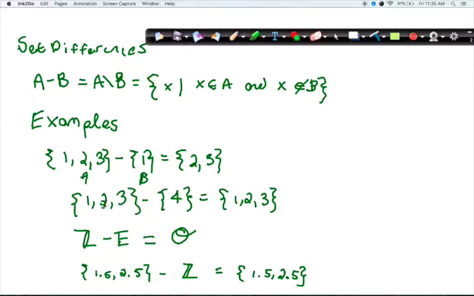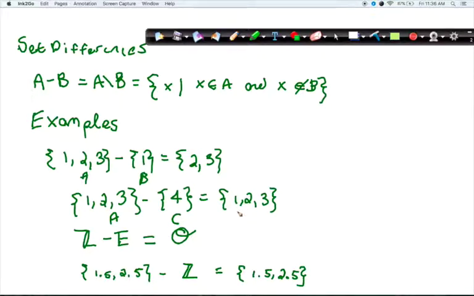Another example, we take again A being 1, 2, 3, and this time I'll take C to be the singleton 4. Okay, so here 1 is a member of A and it's not a member of C, so it's there. And the same with 2 and 3. 2 and 3 are both members of A, but neither are a member of C, and so they're in the set difference. Well, what about this 4? Well, it's irrelevant because 4 is not a member of A, so we don't even have to think about it.